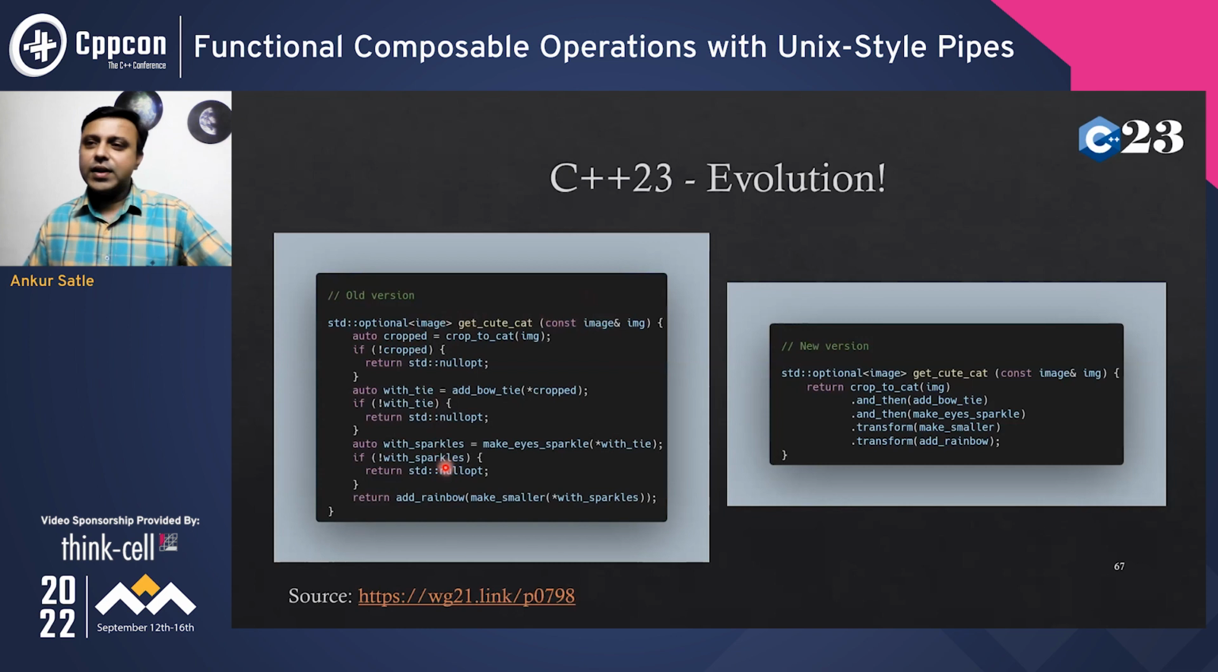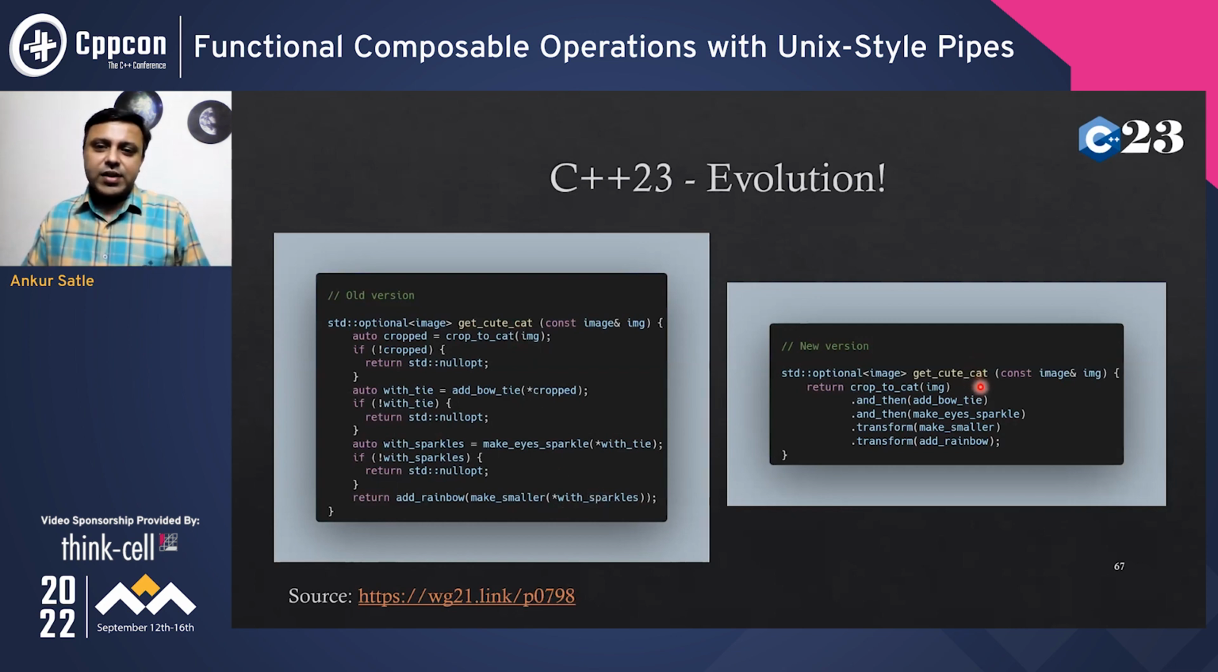Here again, like our example, all these functions are just giving you an optional. And once you see an optional is not there, you just stop your operations here. And that's how a lot of these chained operations are happening one after the other.